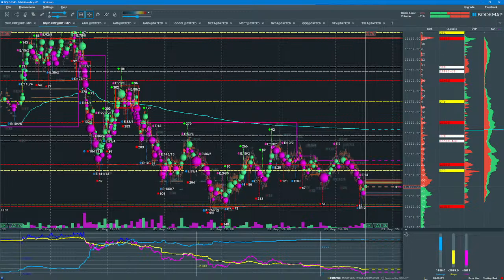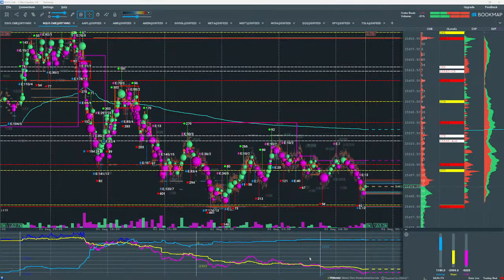Notice the order flow remains bearish. Cumulative volume delta still sloping down. The yellow line showing stop orders also sloping down. Let's see what options traders are doing for NASDAQ.